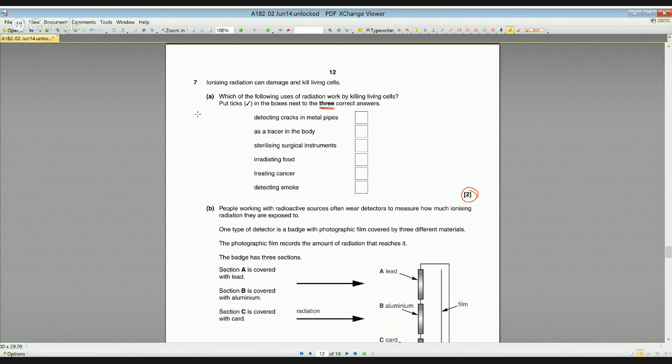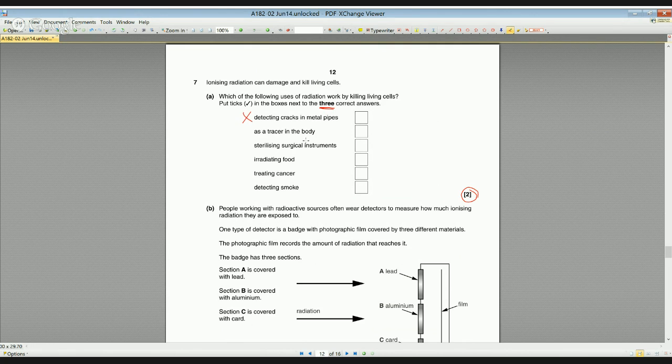So we need to have 3 ticks here. By the way, if you put 4 ticks in these boxes, straight away you're going to lose 1 mark, because every extra tick you put in will deduct 1 mark from any correct ticks that you have got. So detecting cracks in metal pipes, well, that is a use of radiation, but there are no living cells in the pipes or in the cracks, so that's not going to be correct.